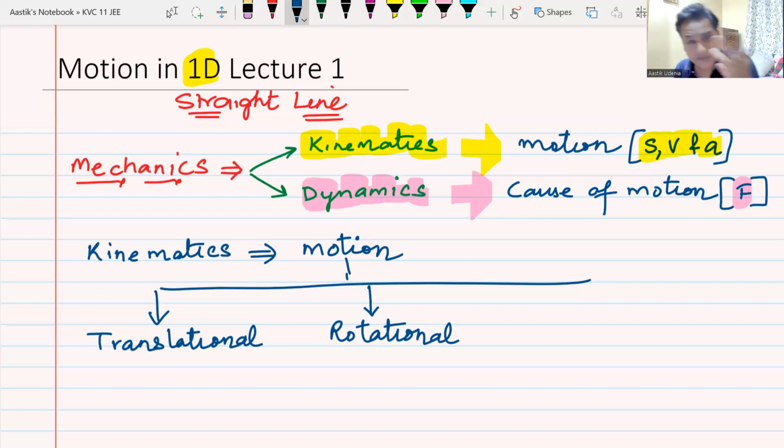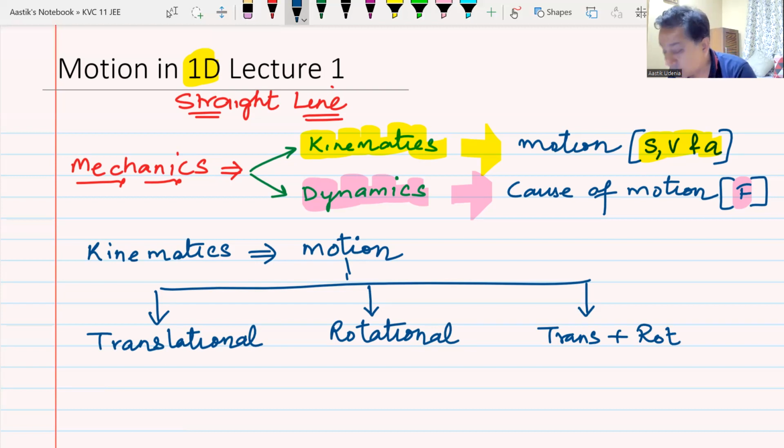Translational motion, rotational motion. Then what is the third type? The third type obviously would be a motion which is combined, translational plus rotational. Can you give me an example of this? I gave you an example of pure translation and pure rotation. Can you give me an example of translation plus rotation?